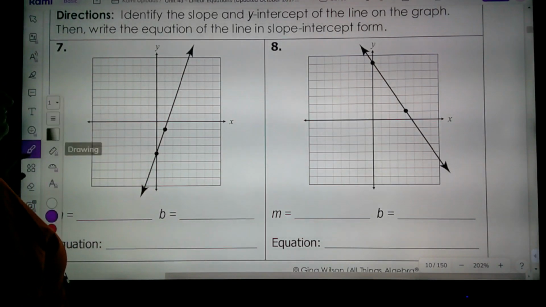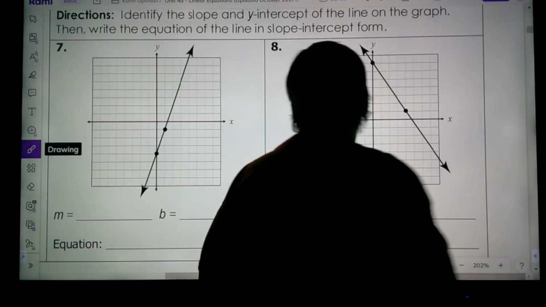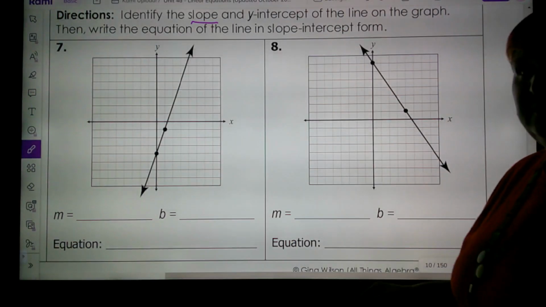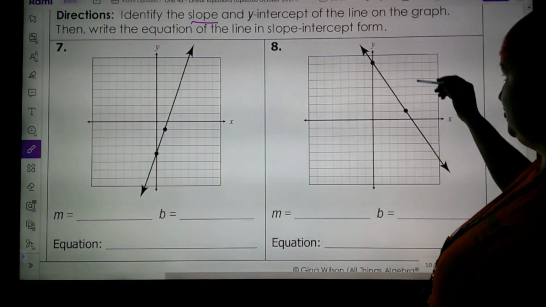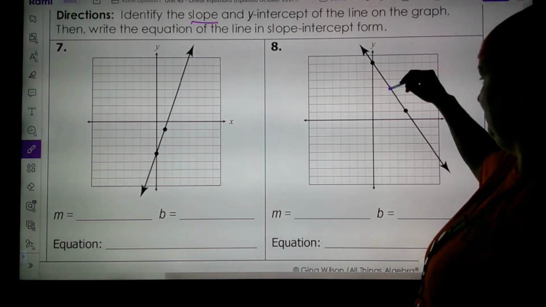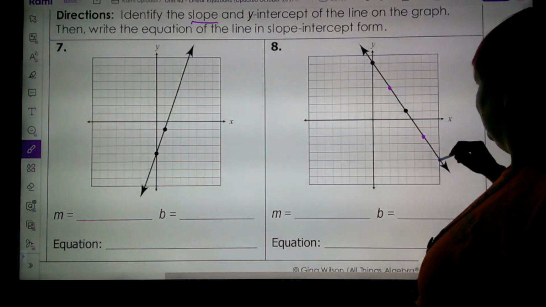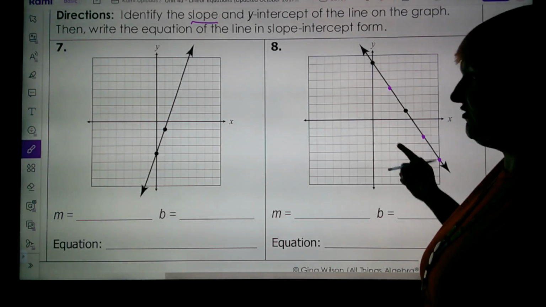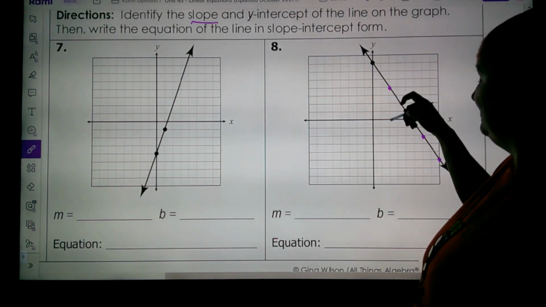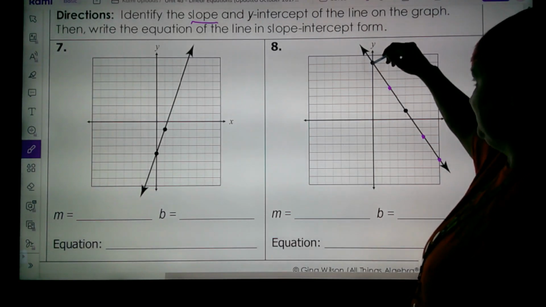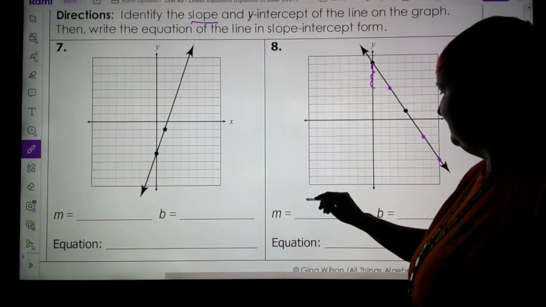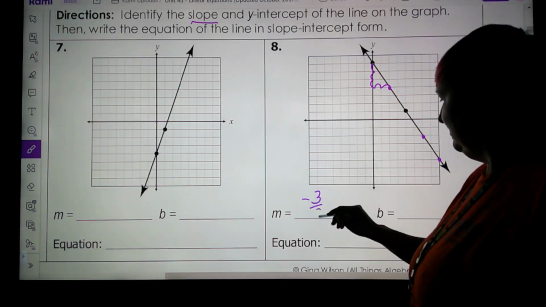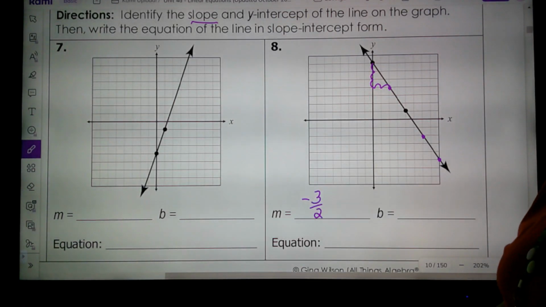All right, so first it tells you what to do. It says identify the slope. So first we're going to find our m. Slope is rise over run. Use any 2 points where there's a four-way intersection. You can use the points they give you or any 2 points where there's a 4-way intersection, right? So our slope, we had to go down 1, 2, 3, down 3, and right 1, 2. So our slope is -3/2.